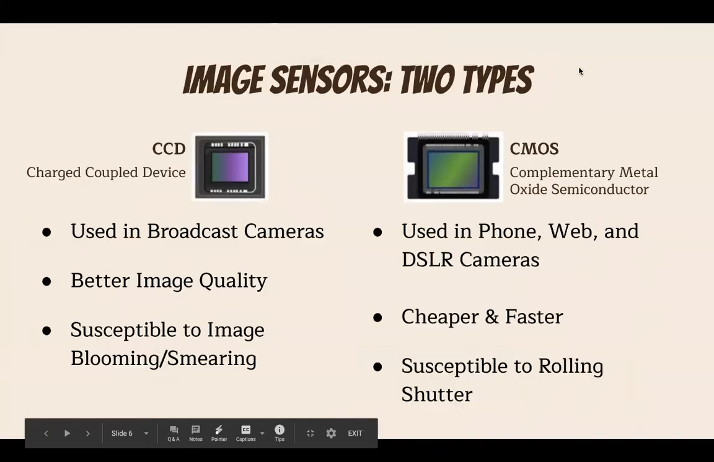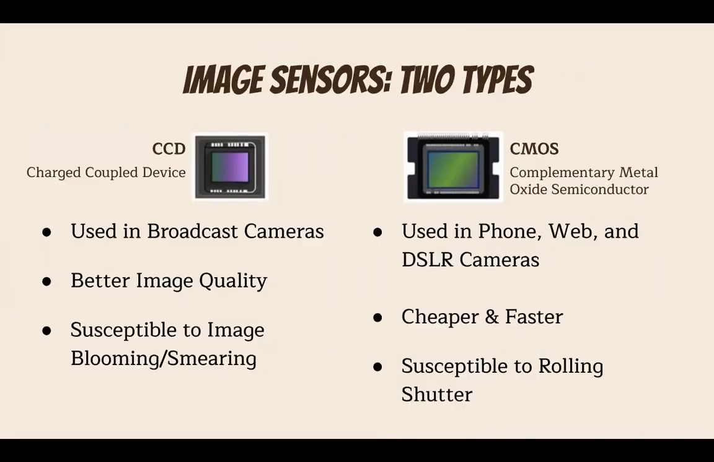Okay, so the image sensor is two types. This is what I was just talking about, the pros and cons that were listed here. I will quickly go over it now. You come back to this when you take the quiz. CCD, charge coupled device. You don't have to know that for the quiz, but that's what that stands for. It's used in broadcast cameras still today because it provides a better image quality. However, it's susceptible to that image blooming smearing effect. And what that is, blooming smearing, is just light being exposed on the image sensor in such a way that it creates problems in your picture sometimes.